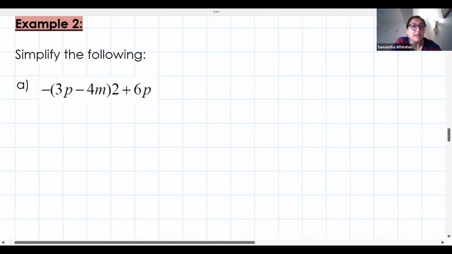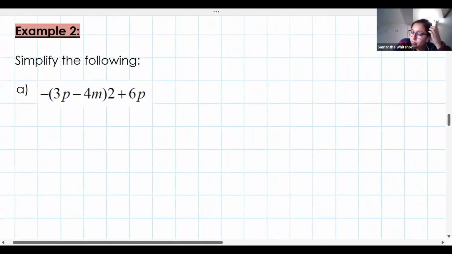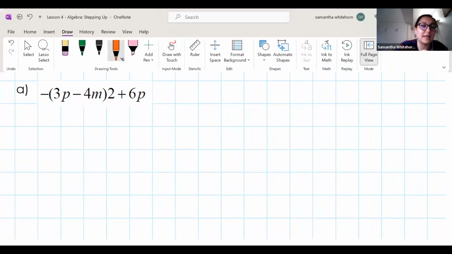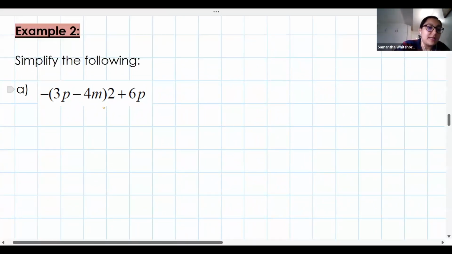Let's have a look at our next example here. We're going to work through this one together, just because there's a little bit here that we need to be careful of. So again, we're going to identify our terms. But what I want you to remember is that this negative in front of the bracket has a 1 attached to it. So it's actually a coefficient of -1. And that has been multiplied with the bracket.